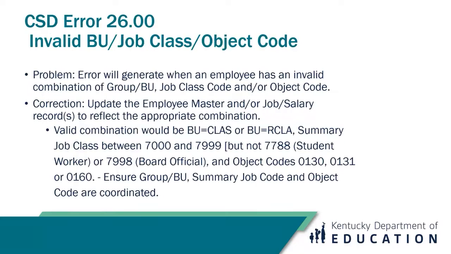CSD Error 26, which is an invalid BU, job class, and object code. So it's these three things combined. The problem here is the error will generate when an employee has an invalid combination of group BU, job class code, and/or object code. The correction, you're going to go back into Employee Master job salary records to reflect the appropriate combination. And you can see the valid combinations listed here.